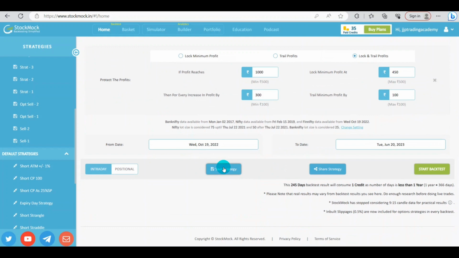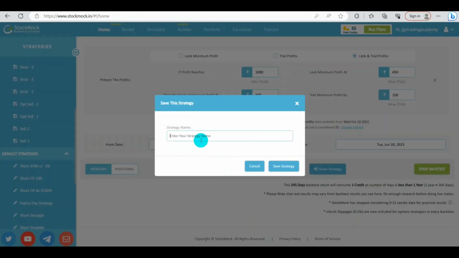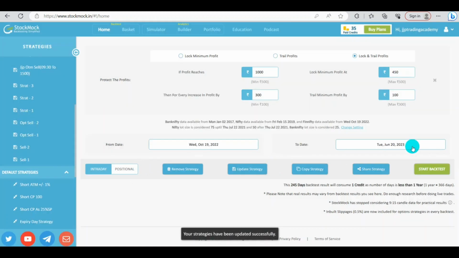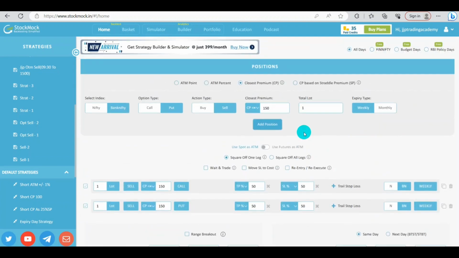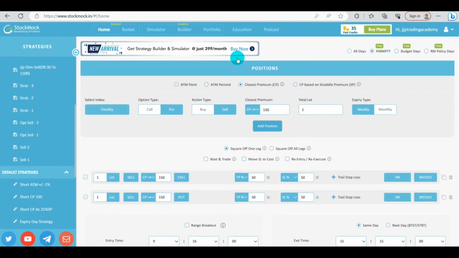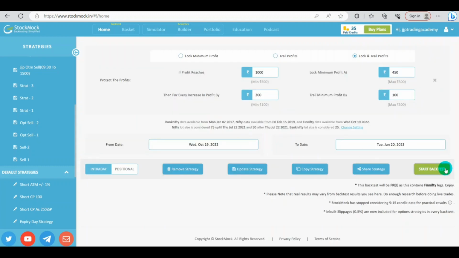So I am saving this strategy. I am saving it as test one. Any name you can save. The strategy has been saved, and if you want to do the backtest, go for the strategy backtest. So I am giving it with, so for FinNifty we can go for free.